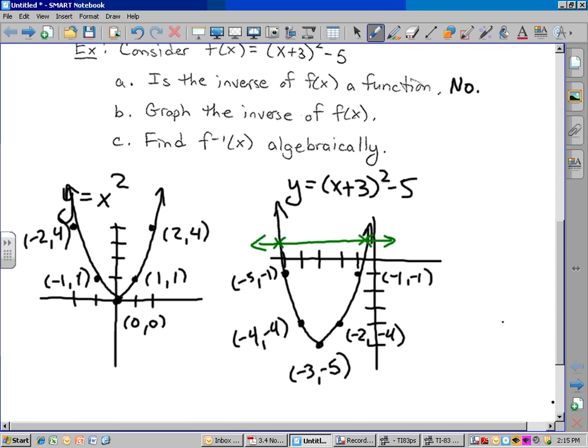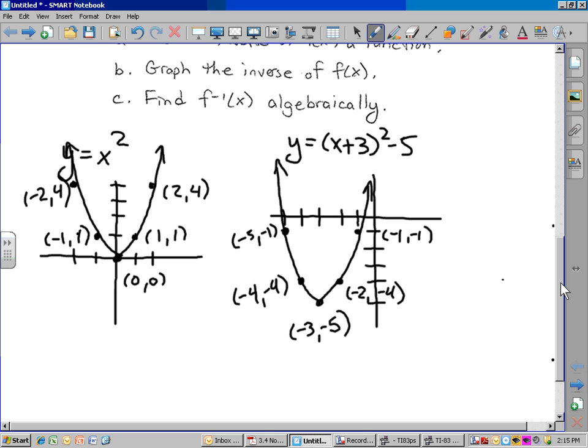We are now going to graph the inverse of f of x. Well, we just graphed the function y equals (x plus 3) squared minus 5. Now we have to graph the inverse. Okay, remember, when graphing the inverse, x becomes y, y becomes x. So let's take a look at the points we currently have on this graph. I'm going to graph the inverse in color red. The point (-5, -1): if I switch that, x becomes y, y becomes x, that point's now going to become (-1, -5).